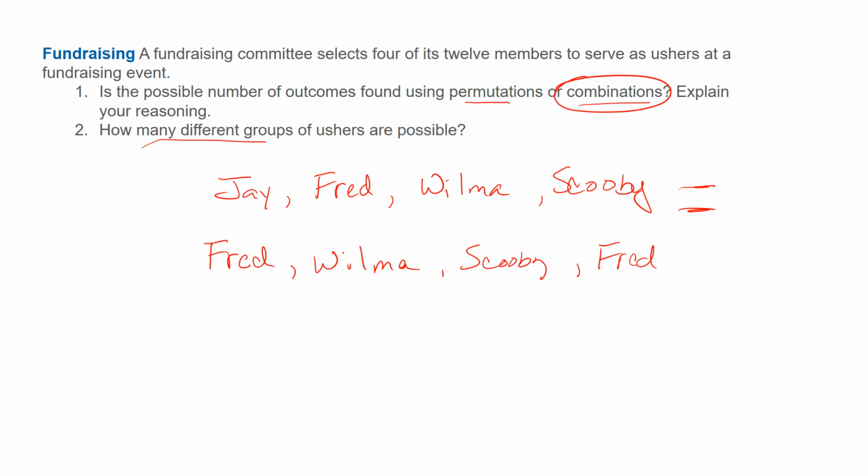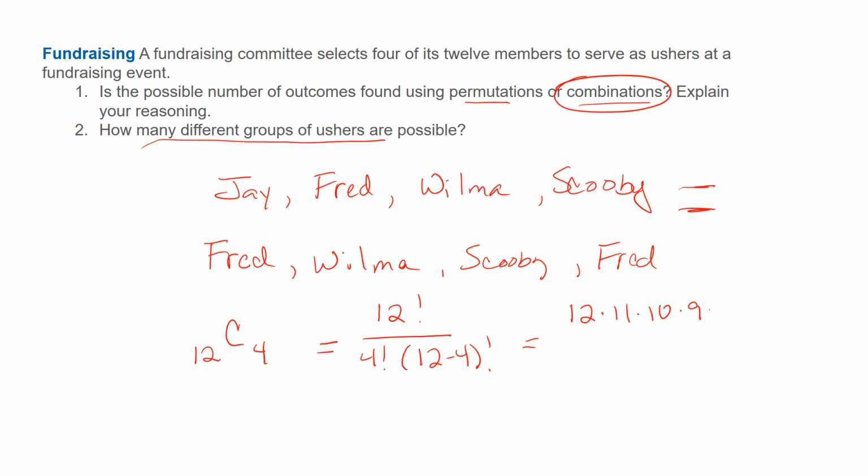So now let's find how many different groups of ushers are possible. I'm going to have 12 things, and I'm going to choose 4 of them. I'm going to find the combination. So if I want to use the formula, that's 12 factorial over 4 factorial times 12 minus 4 factorial. So that'd be 12 times 11 times 10 times 9 times 8 factorial over 4 factorial times 8 factorial, since 12 minus 4 is 8. Those will cancel.